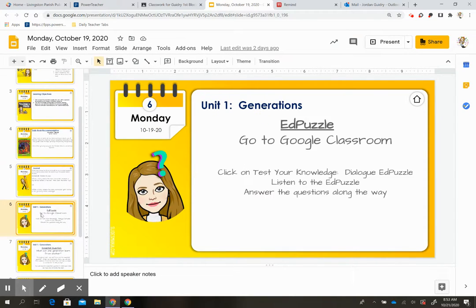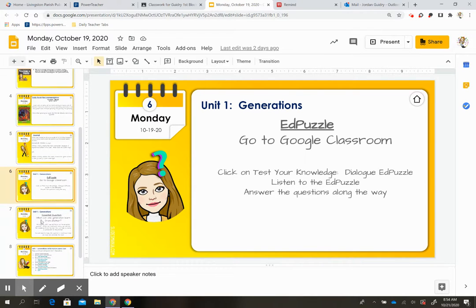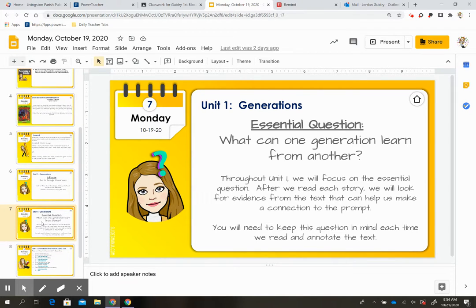Next thing you have is your ed puzzle. It tells you go to Google Classroom, click on Test Your Knowledge Dialogue Ed Puzzle, listen to the ed puzzle, and answer all the questions along the way. Then we have our essential question. This is the question that guides you throughout your unit. This was on every PowerPoint slide or slideshow presentation for Unit 1.